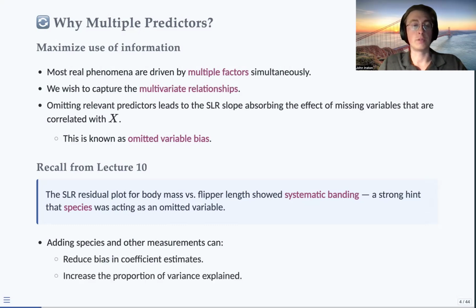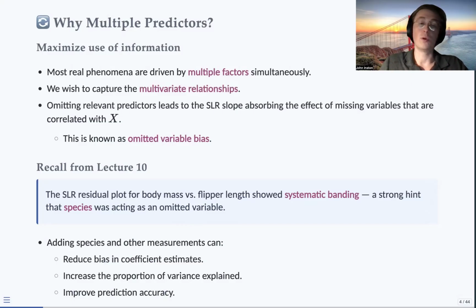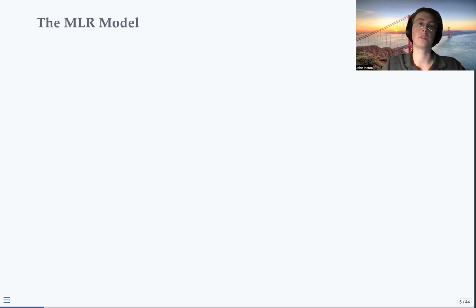Adding species can reduce this bias. It can increase the proportion of variance that we have explained, and it can also improve our prediction accuracy, because you're giving some specific information and being able to tweak your model to more accurately represent each species.